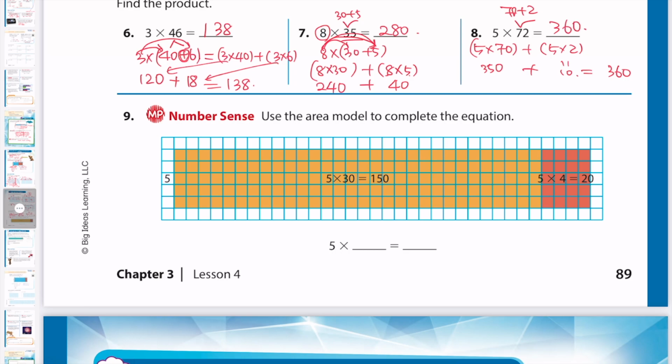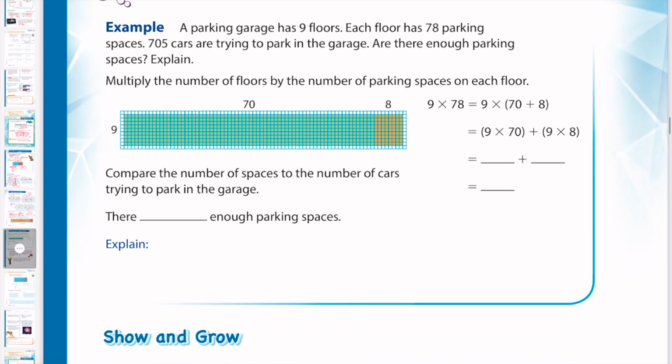Now use the area model to complete the equation. So this was 5 here, and then it was 5 times 30 and 5 times 4. When you add them together, 150 plus 20, 170. Make sense? All the models are showing you how to use the distributive property of multiplication, which is to break apart. They broke this 34 into 30 and 4. Please make sure that you understand.